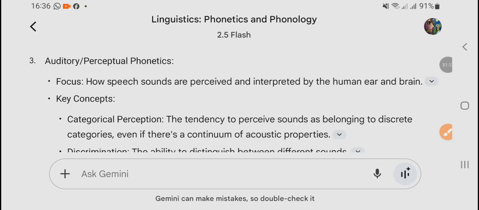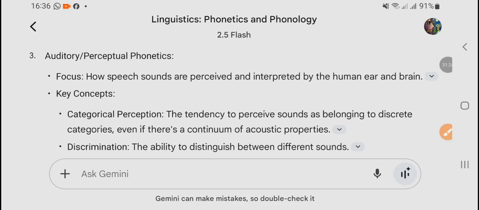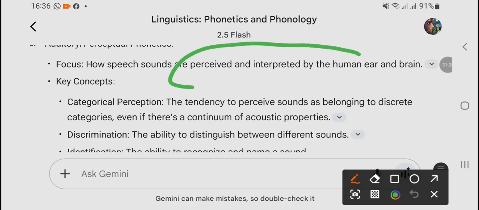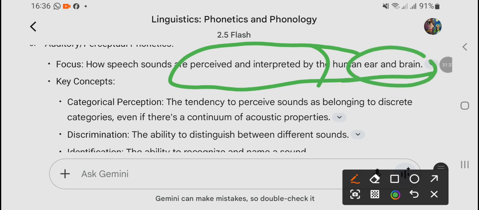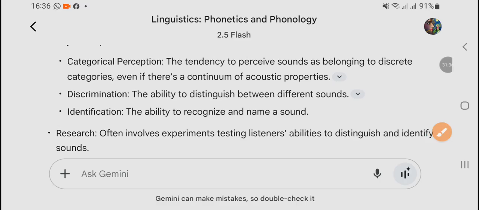Then third is auditory or perceptual phonetics. How speech sounds are perceived and interpreted by the human ear and brain. This is called auditory listening, right? So how it is perceived and interpreted by the human ear and brain. What is important? Categorical perception, the tendency to perceive sounds as belonging to discrete categories, right?